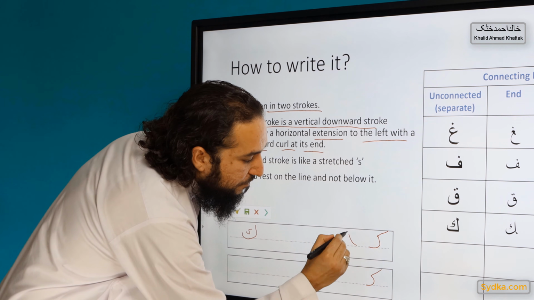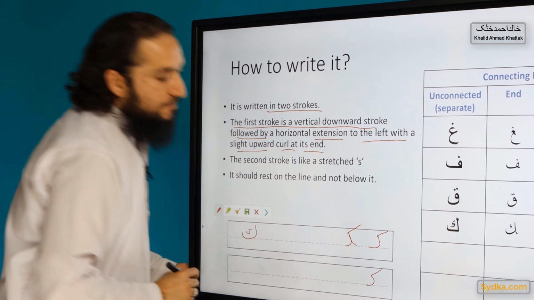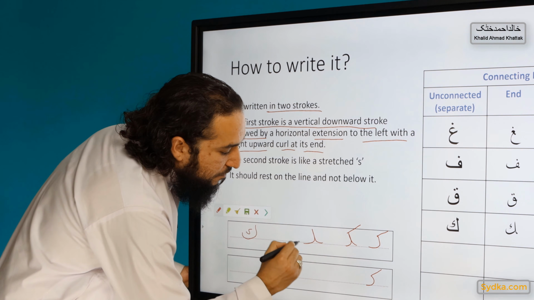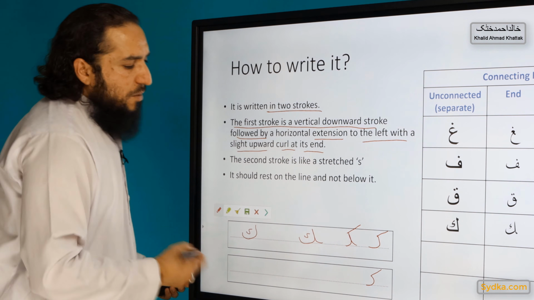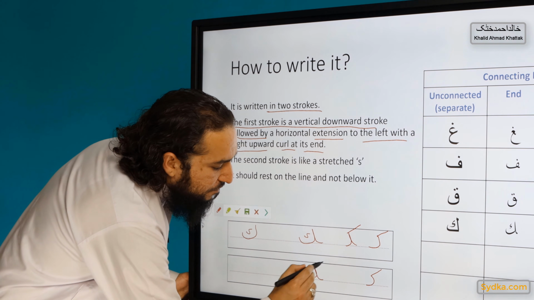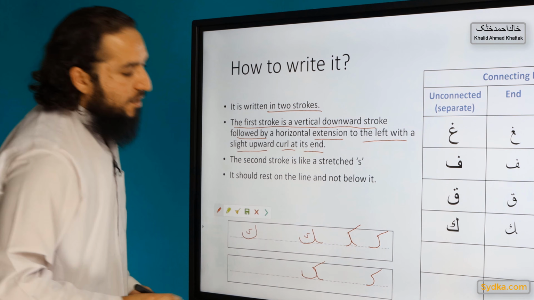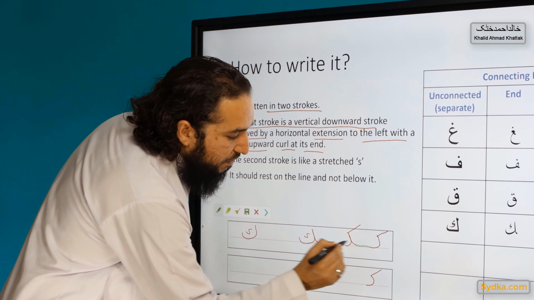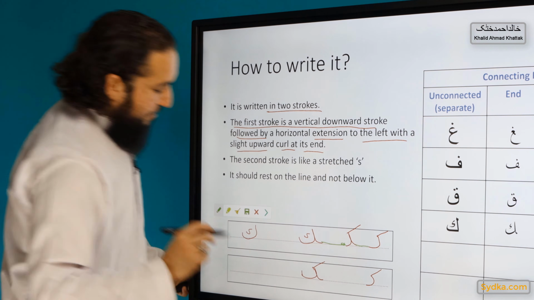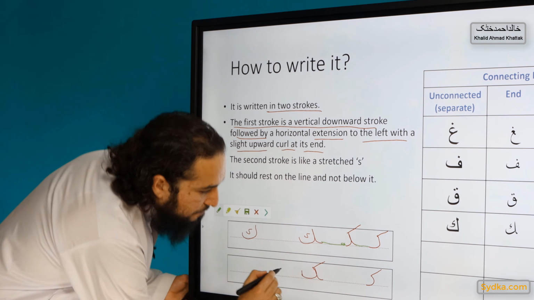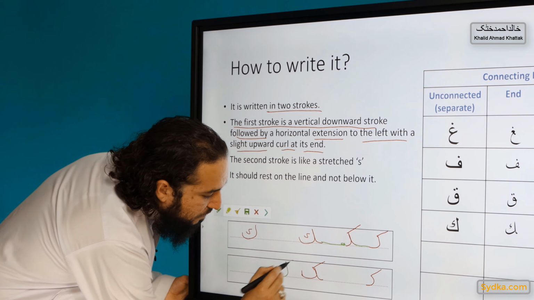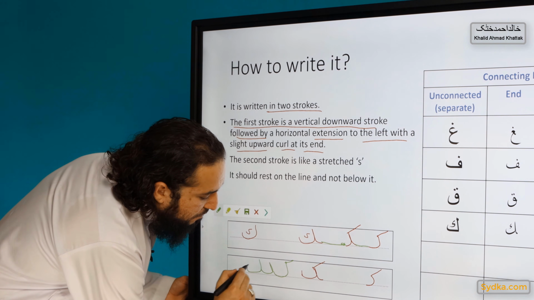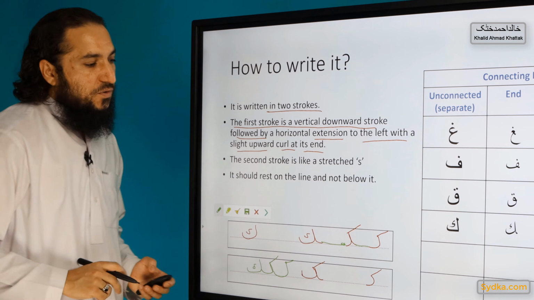The next one is like this, and the last one is as if it's at the end. Sometimes you will see it like this at the end in some cases. Because it is a connector, you can connect them. These are the different forms.